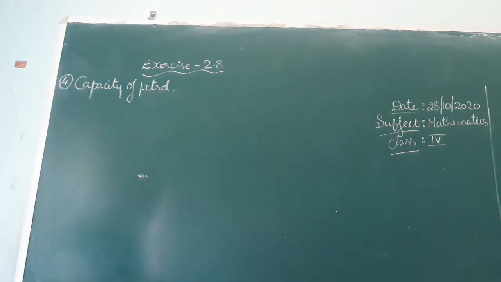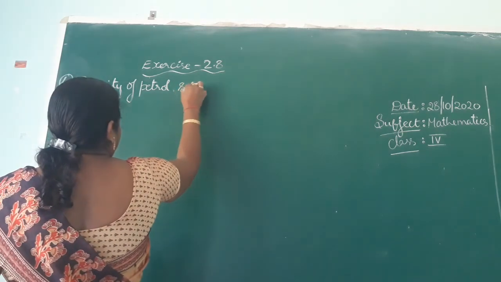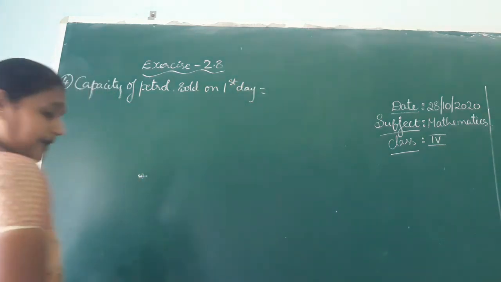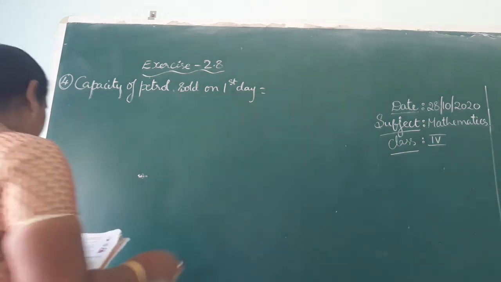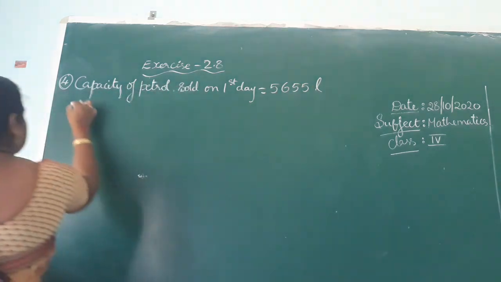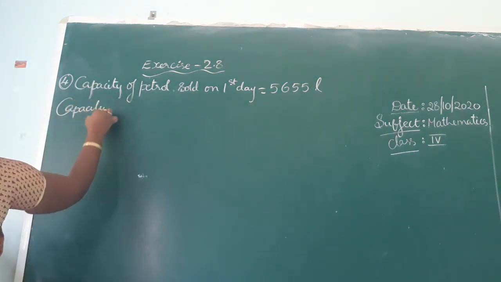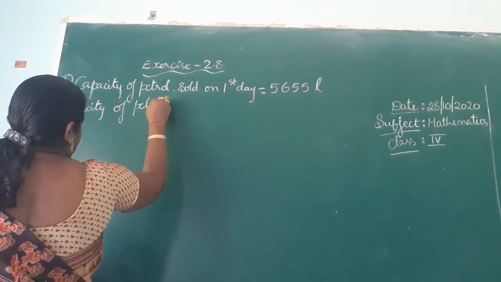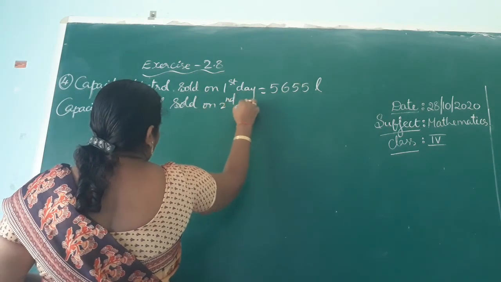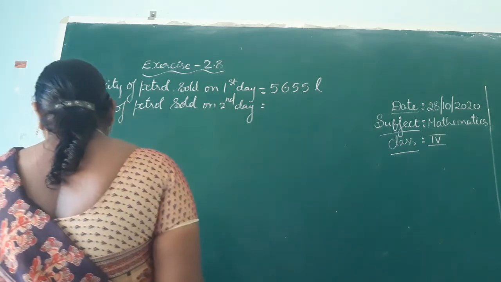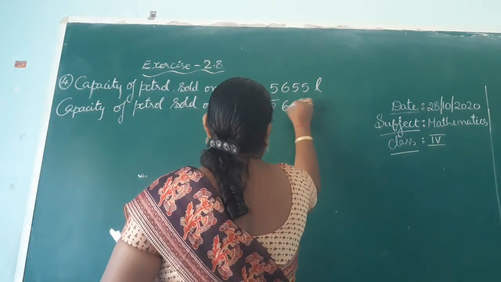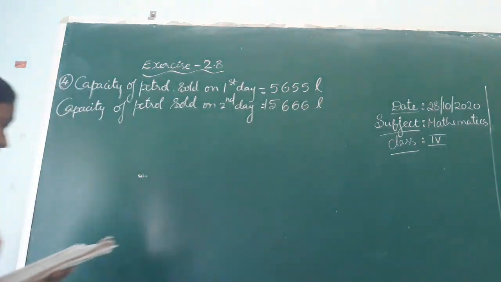Capacity of petrol sold on the first day. How much petrol was sold on the first day, children? It's nothing but 5,655 liters. Next, capacity of petrol sold on the second day. How much petrol was sold on the second day? It's nothing but 15,666 liters.